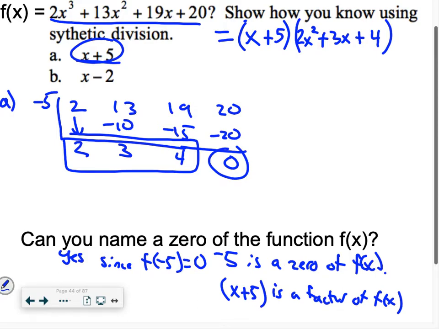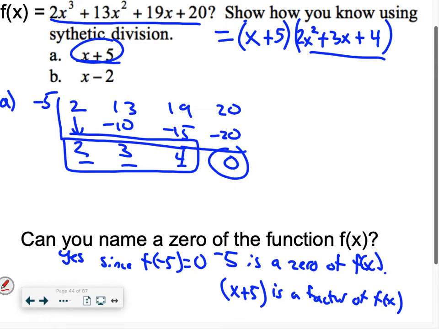So if you check and use the multiplication for that and distribute, so multiply x plus 5 times 2x squared plus 3x plus 4, you will get the 2x cubed plus 13x squared plus 19x plus 20. So x plus 5 is a factor of it. And maybe this could be factored. I don't think it can, but maybe it could.